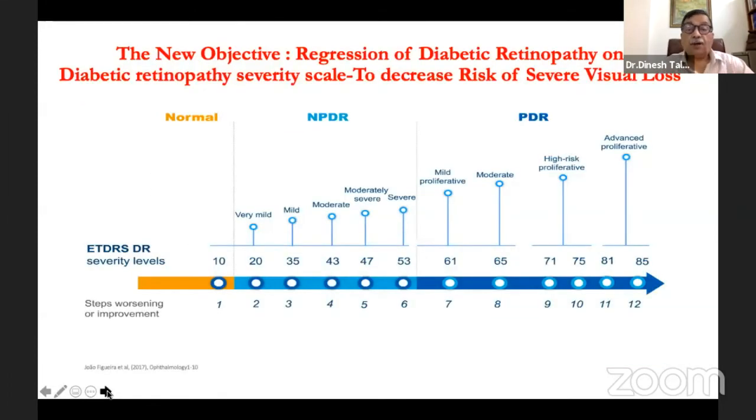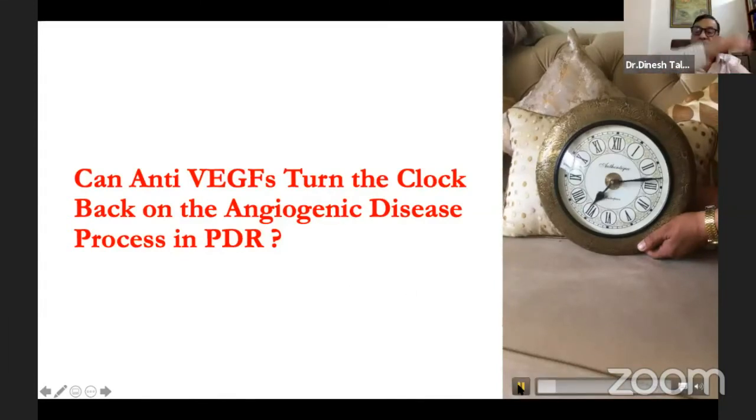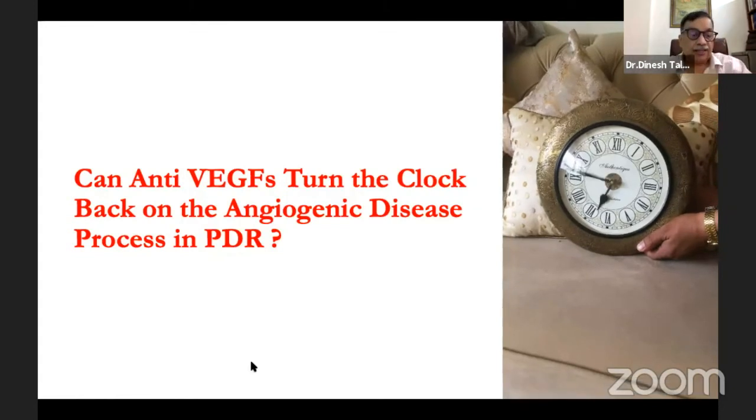Now, the important thing is this is for regression, but we're now looking for a stage beyond. Can we actually cause a regression of diabetic retinopathy? So people have now evaluated what happens to the diabetic retinopathy severity scale. This has converted the initial 85 levels to 13 different levels of the DRSS score. And is it possible for us now to turn this entire clock back? Well, let's see.